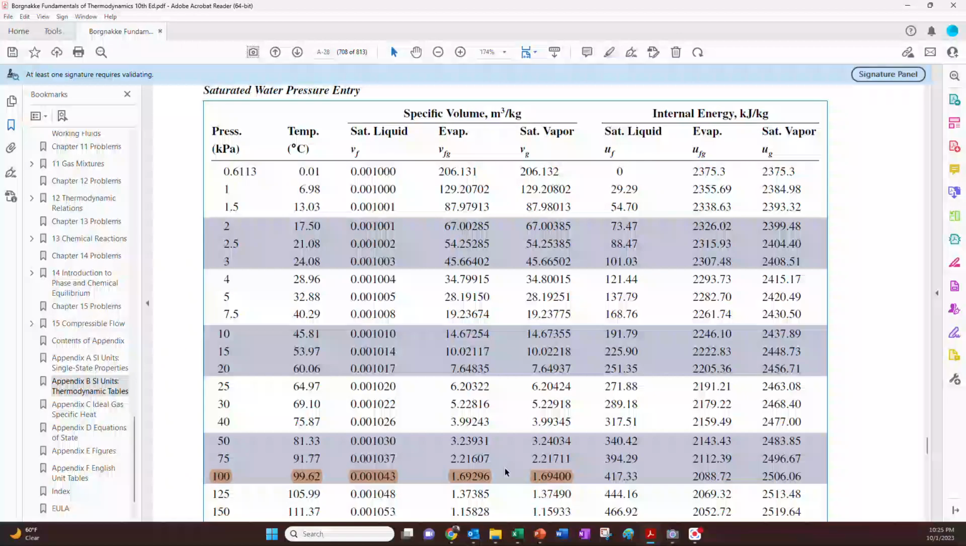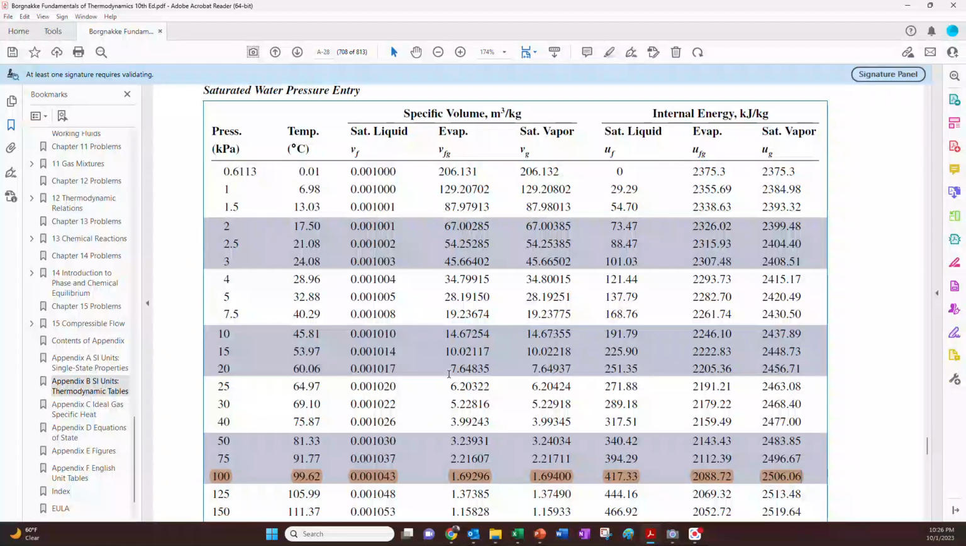Because we're talking about energy, we're talking about u, we're going to need these values as well, I think. So I'll write them down. uf is going to be 417.33 kilojoules per kilogram.